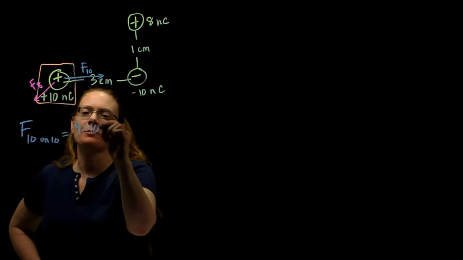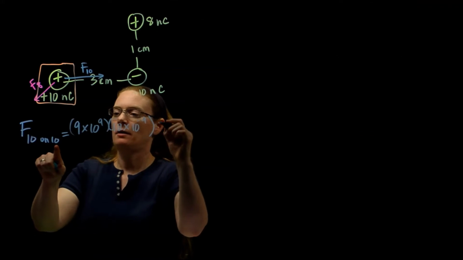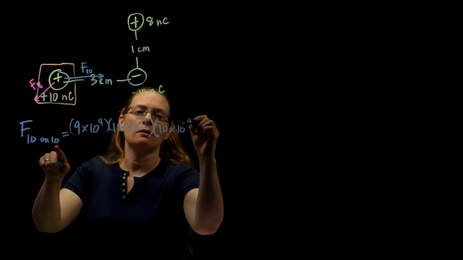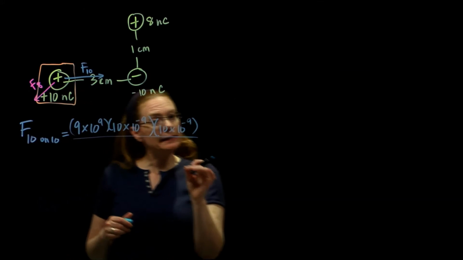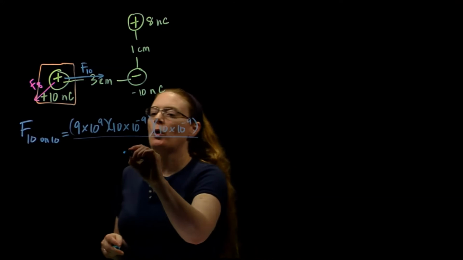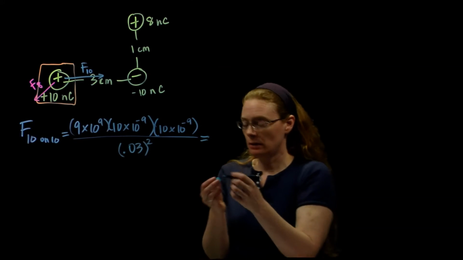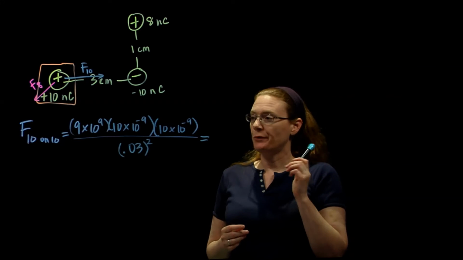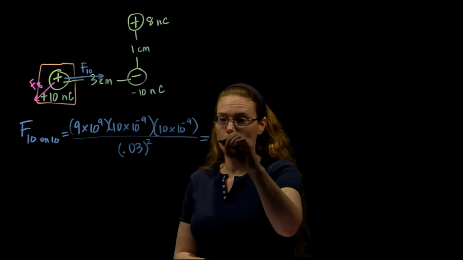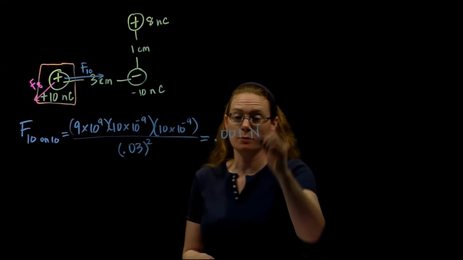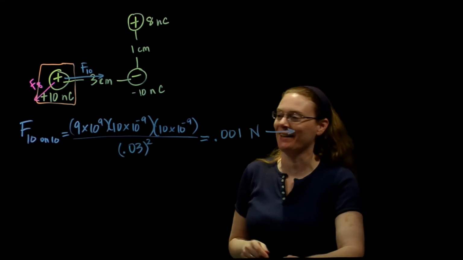Okay, so force of the 10 on the other 10. K, 9 times 10 to the 9, that's the constant, times charge 1, okay, that one's easy. Nanocoulomb is 10 to the minus 9. On charge 2, 10 to the minus 9 again, over the distance between them. Well, the distance between them is 3 centimeters, but we need to have it in meters, so 0.03 meters squared. Don't forget that squared. So that's the value of the force of the negative 10 on the positive 10. And if we do that math, it should come out with 0.001 newtons, pretty small. The direction of that is straight to the right. That's the easy one.